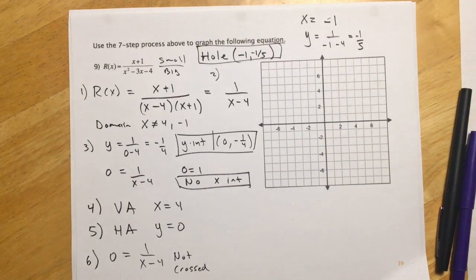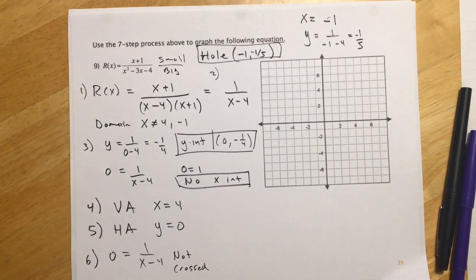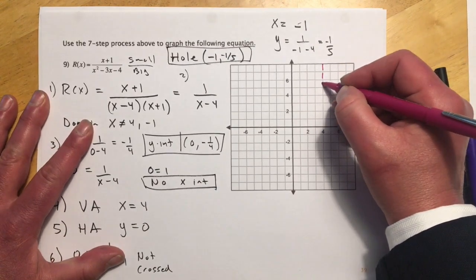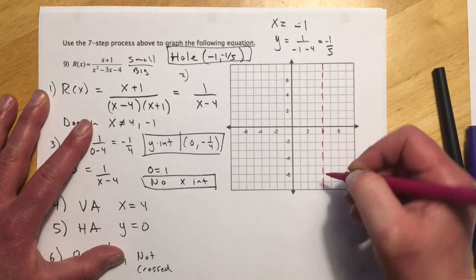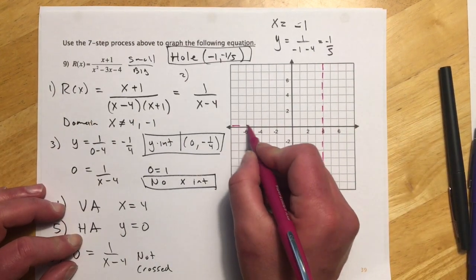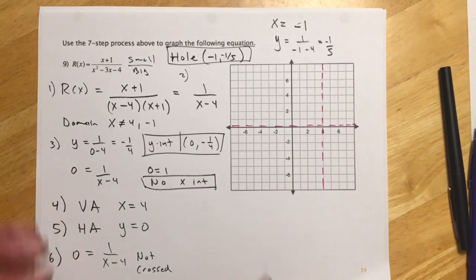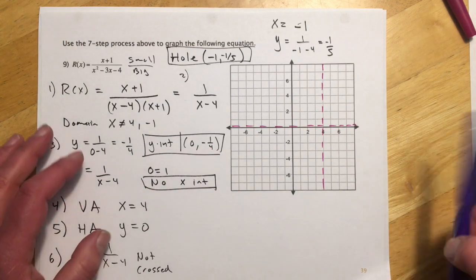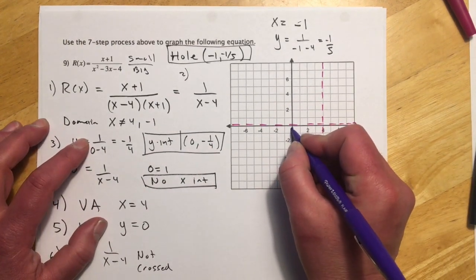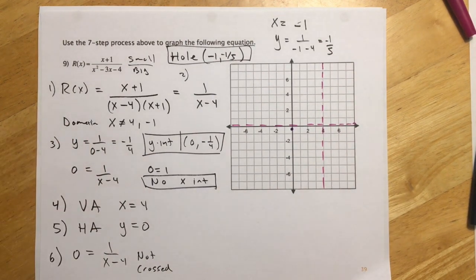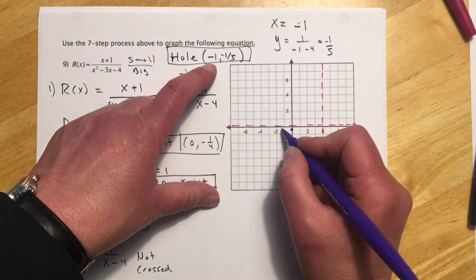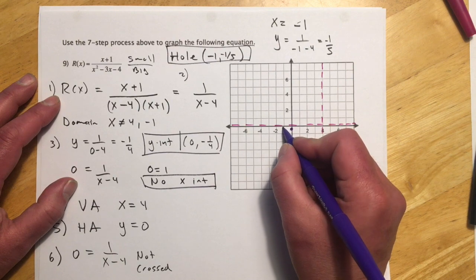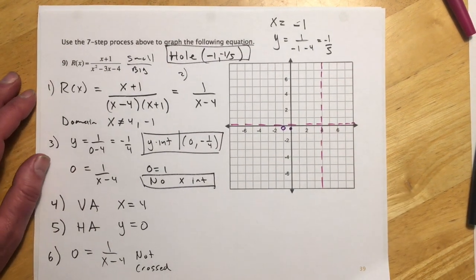Let me change colors. So I'll do vertical asymptote at 4. So that's going to be right here. Horizontal asymptote at y equals 0. So that's the x-axis. I don't have an x-intercept. I do have a y-intercept right here at 0, negative 4. So I'll just kind of put that about there. And then I have a hole in the graph, where was it? Negative 1 and 1/5. So that is hard to graph, but it's basically right there.